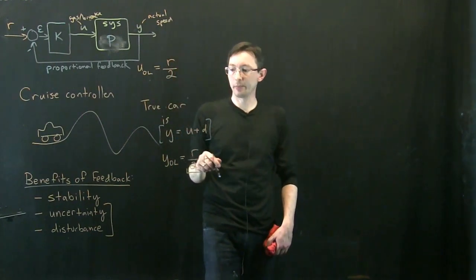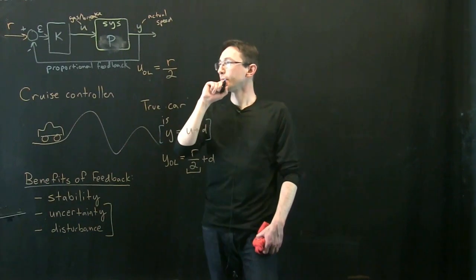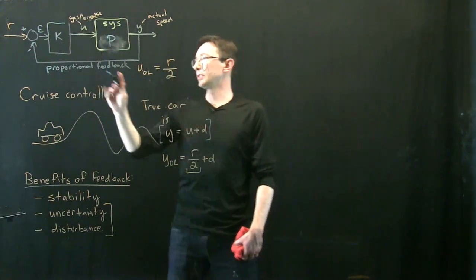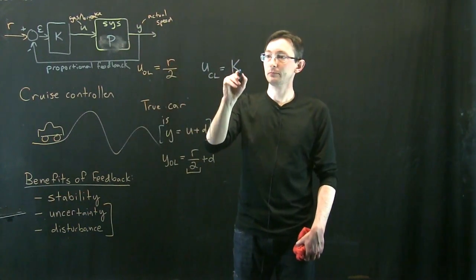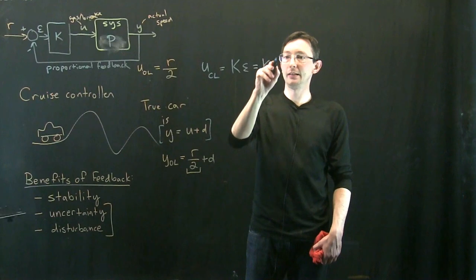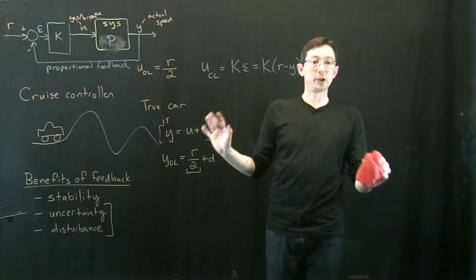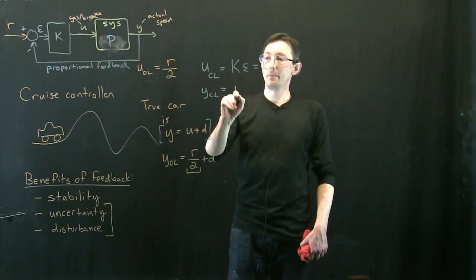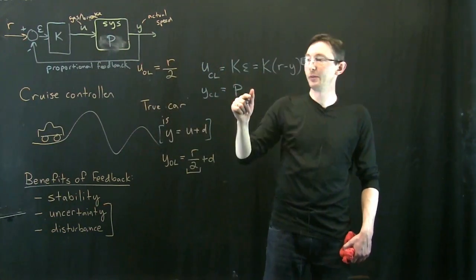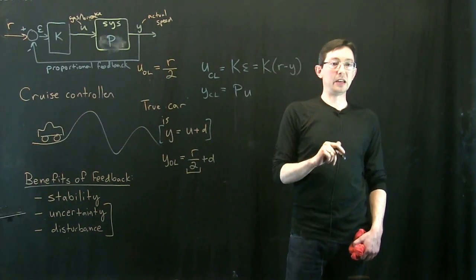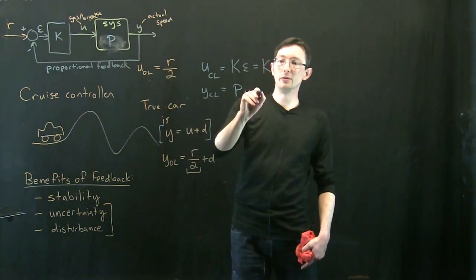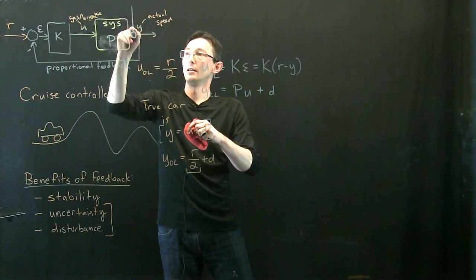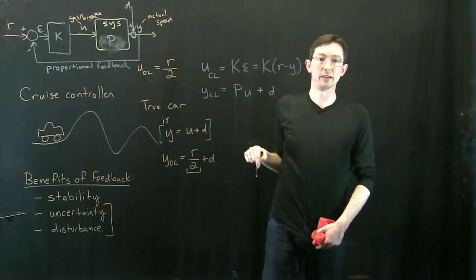And so I'm going to write down a couple of math facts. u closed loop is equal to K times epsilon, K times my error, which I can also write as K times (r minus y). Pretty straightforward, okay? And then I can say that y closed loop is equal to P times u, so I pass u through P, which equals P times all of this stuff, okay? And it equals P times (u plus disturbance). Remember, we still have disturbances. So somewhere in here, there's a d that's getting added in. We have a disturbance that's coming into the system.